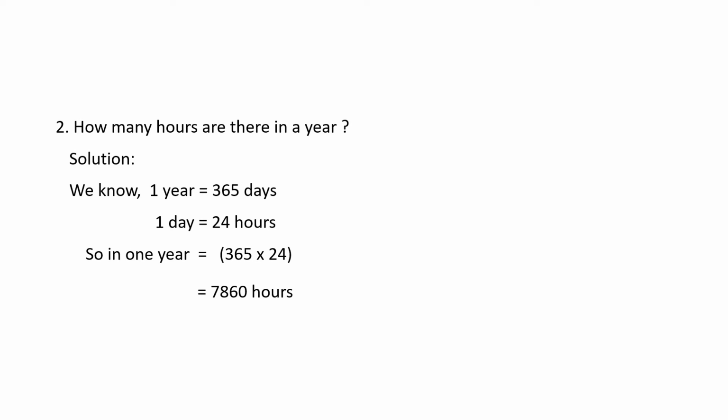How many hours are there in a year? Solution. We know 1 year is equal to 365 days. 1 day is equal to 24 hours. So in a year, 365 days times 24 hours will give us 7,860 hours.